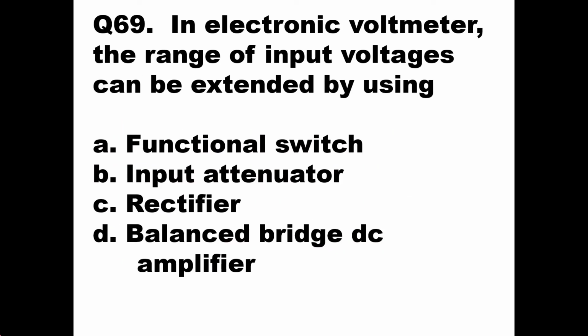Question number 69. In electronic voltmeter, the range of input voltages can be extended by using what? The options are functional switch, input attenuator, rectifier, or a balanced bridge DC amplifier. The option here is input attenuator. An attenuator is one which can give you a selected, extended range of input voltages. Clear? An attenuator is a circuit made up of resistances, and it can reduce the highest voltage to a smaller value also. So you can have a range of voltages with the attenuator. So in electronic voltmeter, the range of input voltages can be extended by using input attenuator. So B option will be the right answer here.